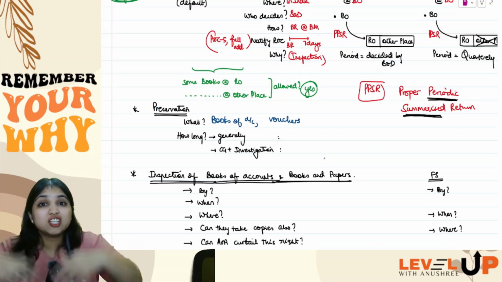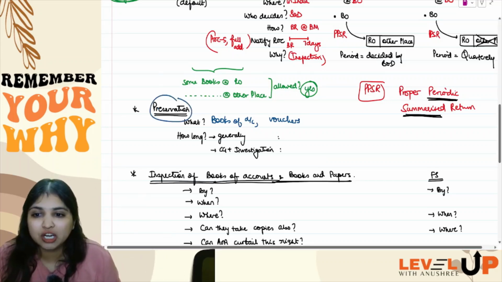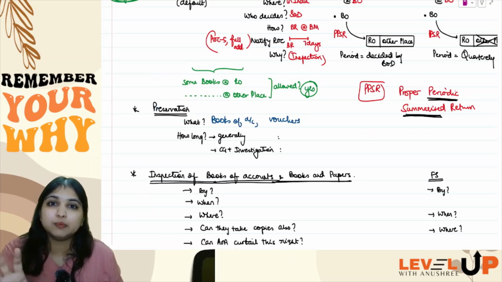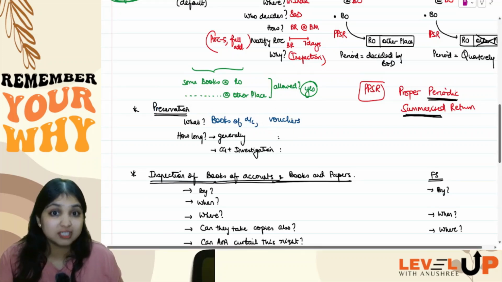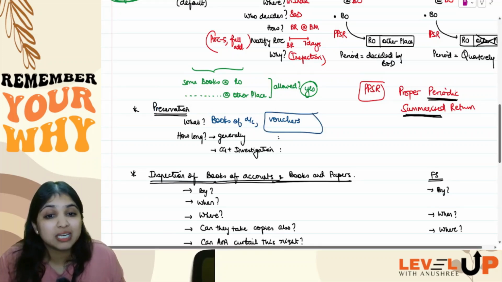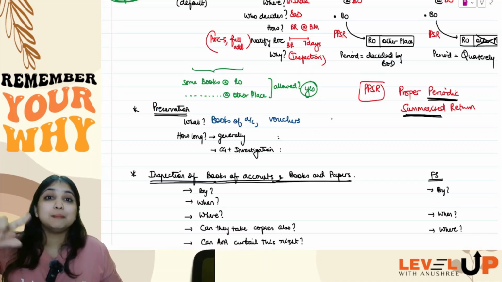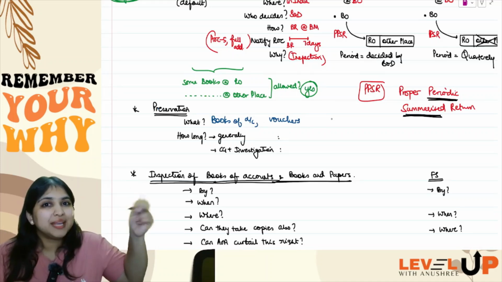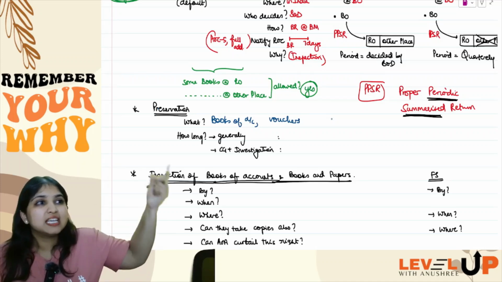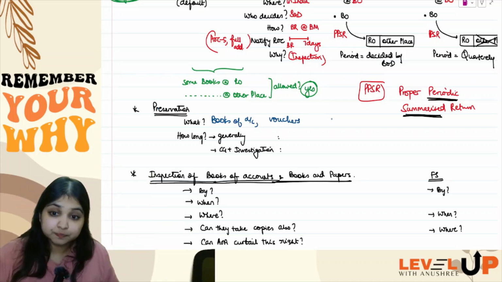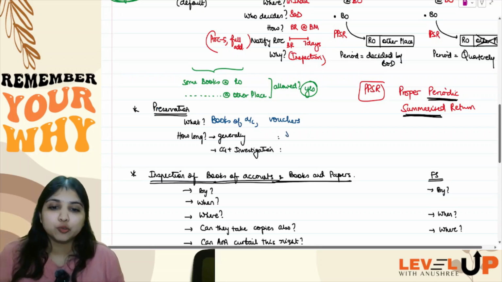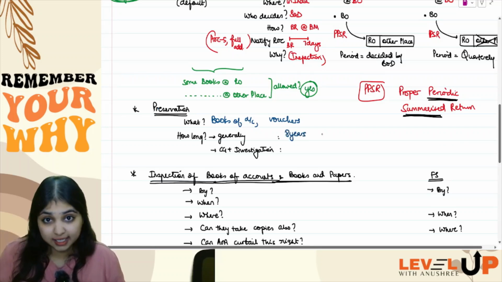So therefore we are not generalizing. This preservation we are not saying for all books and papers. We are saying this preservation concept only for books of accounts and vouchers. You understood why I am not writing books and papers over here? Because books and papers include registers, and for different types of registers, the period for which you have to preserve them is given in independent sections. So we are talking only about books of accounts and vouchers. Generally, you have to preserve them for at least 8 years.